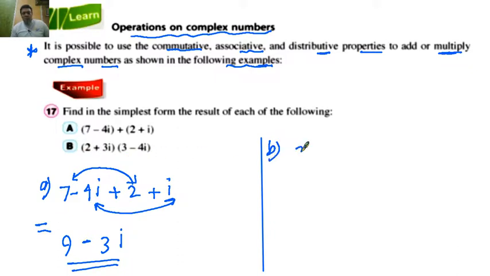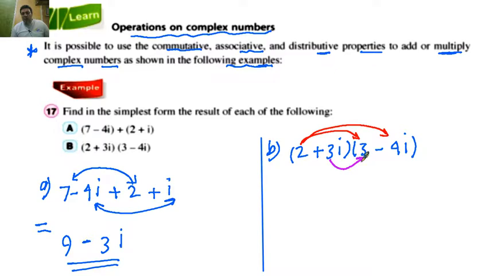Number B. Multiply 2 plus 3i with 3 minus 4i. As we mentioned, first 2 multiply by 3 and 2 multiply by negative 4i. Then after that 3i multiply by 3 and 3i multiply by negative 4i. 2 multiply 3 equals 6. 2 multiply negative 4i equals negative 8i. Then 3i multiply 3 equals positive 9i. Negative 12i squared.